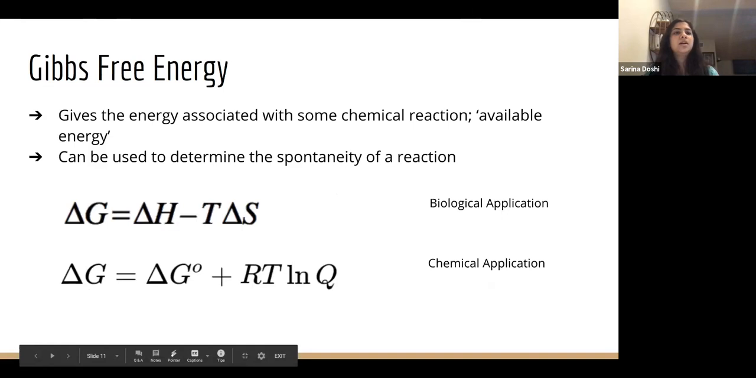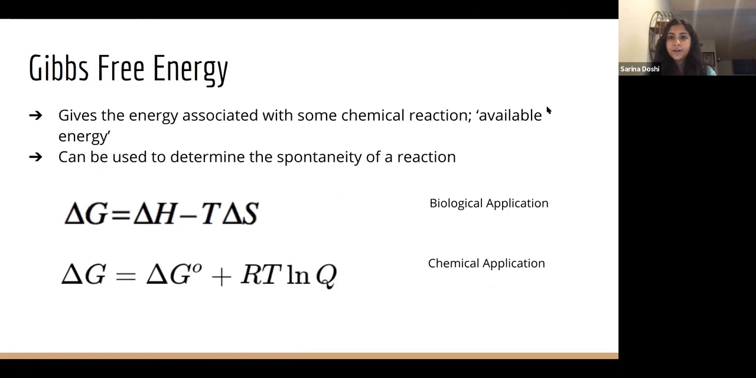Okay. So here we have Gibbs free energy. Gibbs free energy is very important because it gives you a lot of information about the energy in a system and the energy following a reaction. Gibbs free energy gives the energy associated with some chemical reaction. It basically tells you the available energy, so that's kind of what G, the variable, is. Gibbs free energy can be used to determine the spontaneity of a reaction, which we'll talk about a little bit more. And as I mentioned earlier, there's two equations you can use.